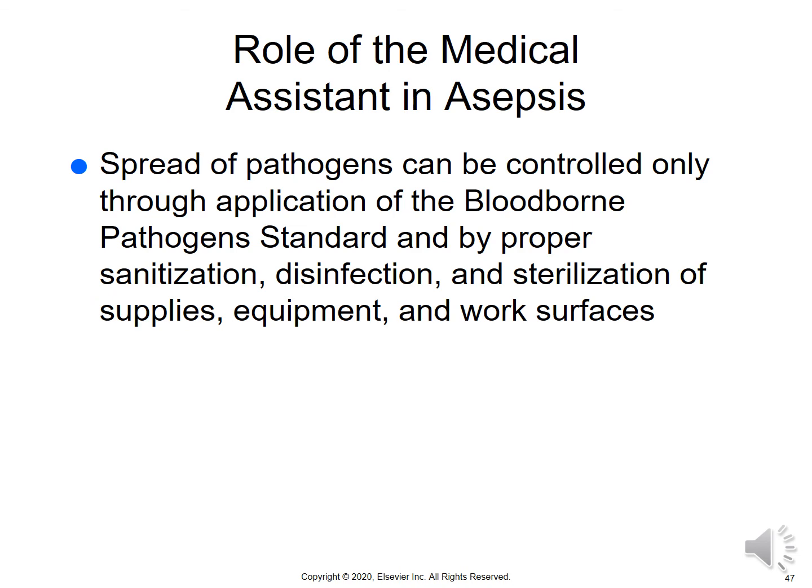So, asepsis is one of the few procedures that will directly affect the health of the patient, the provider, and the staff. The spread of pathogens in the ambulatory care setting can be controlled only through the effective, consistent application of bloodborne pathogens standard precautions and by proper sanitization, disinfection, and sterilization of supplies, equipment, and work surfaces.